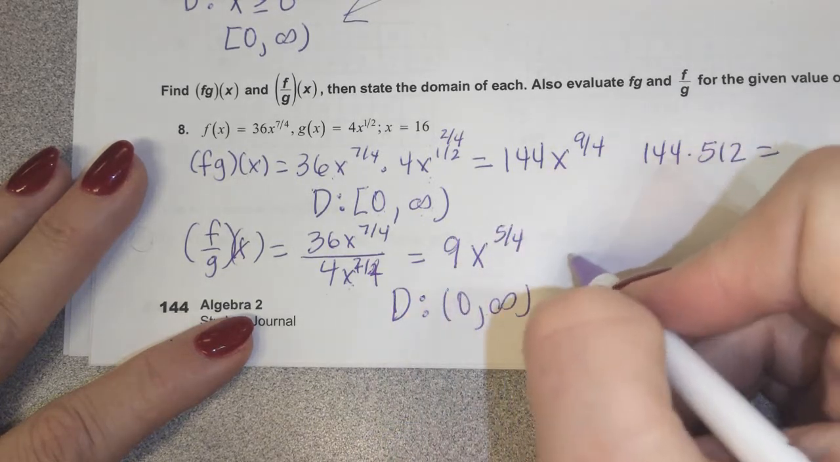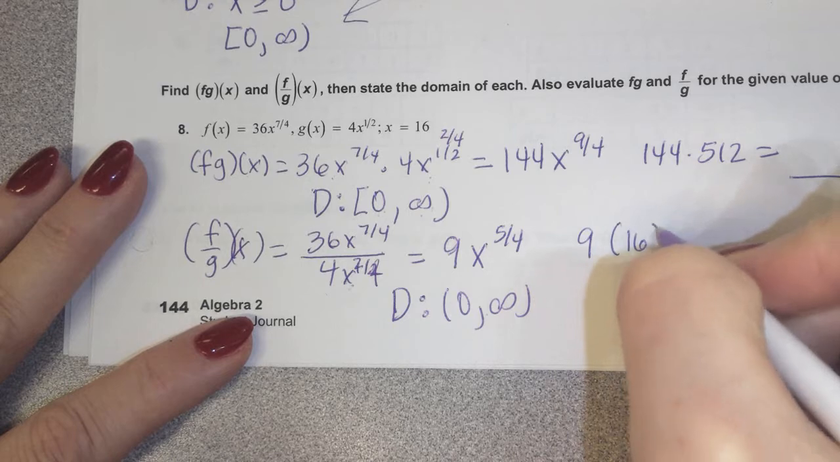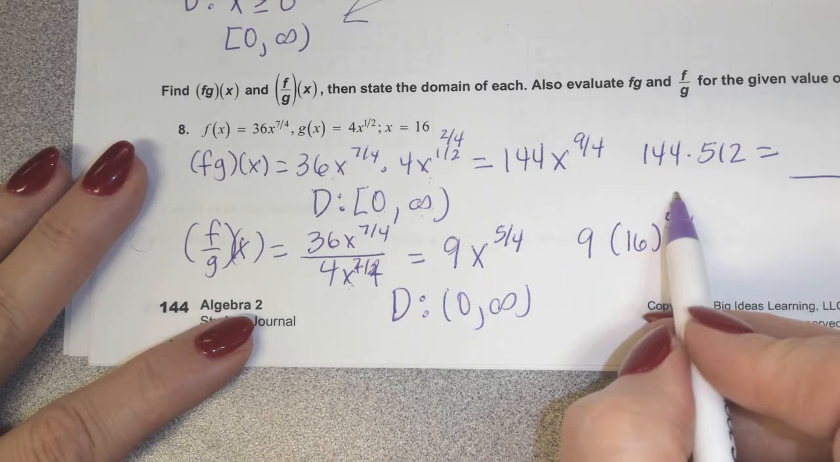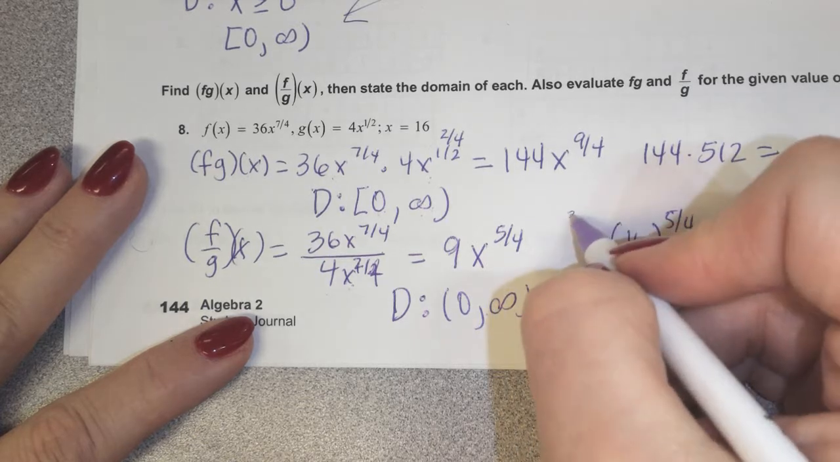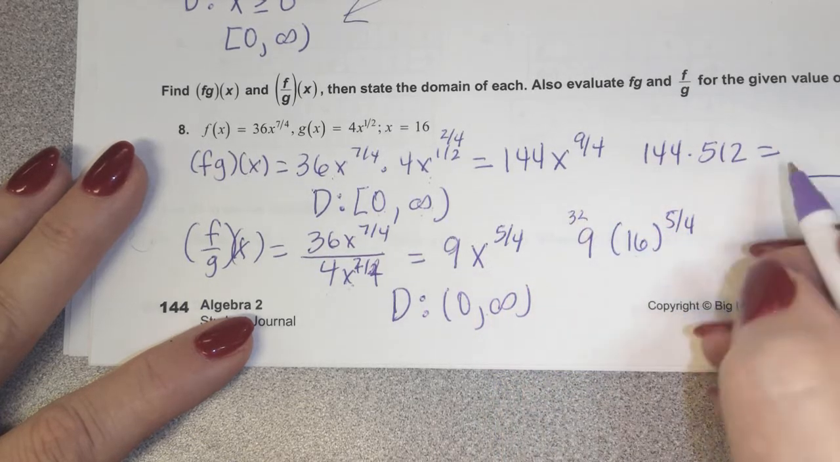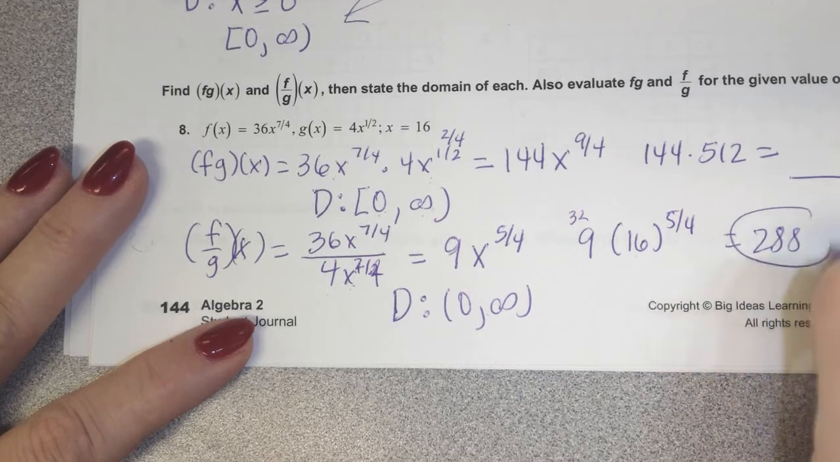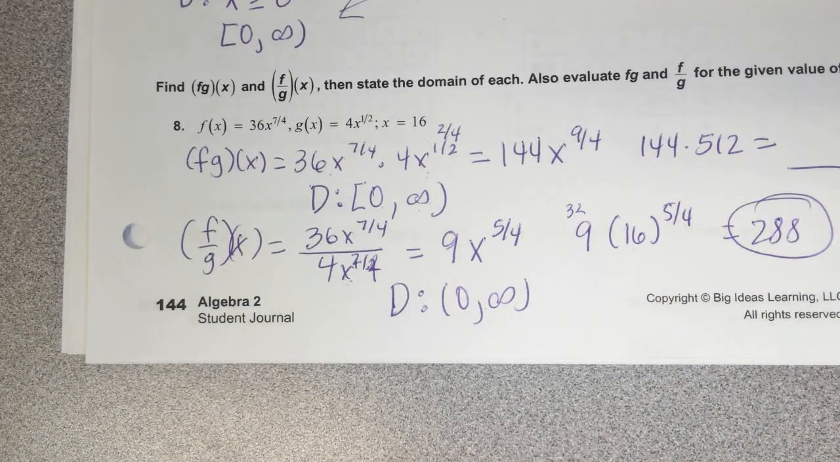We plug in our number, 16. We've got 16 to the 5/4. Fourth root of 16 is 2. 2 to the 5th is 32. 32 times 9 is 270 and 18. Is that 288? All right.